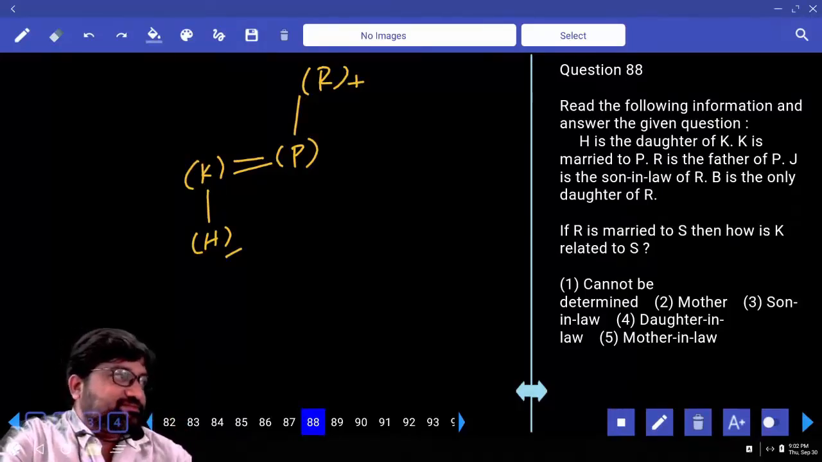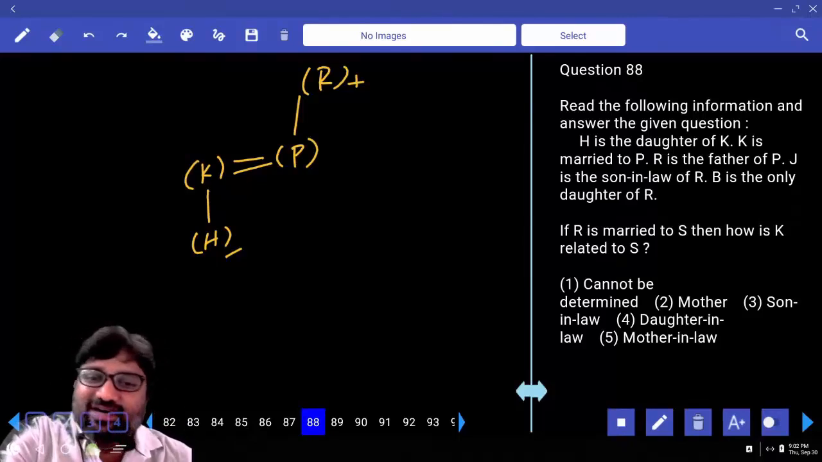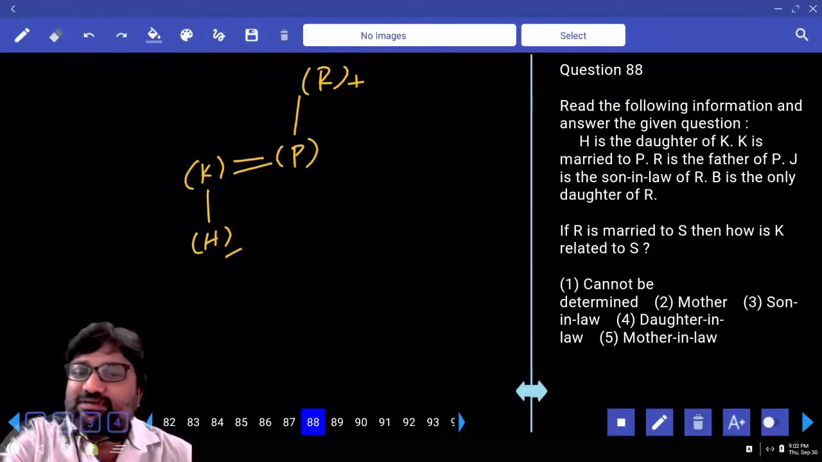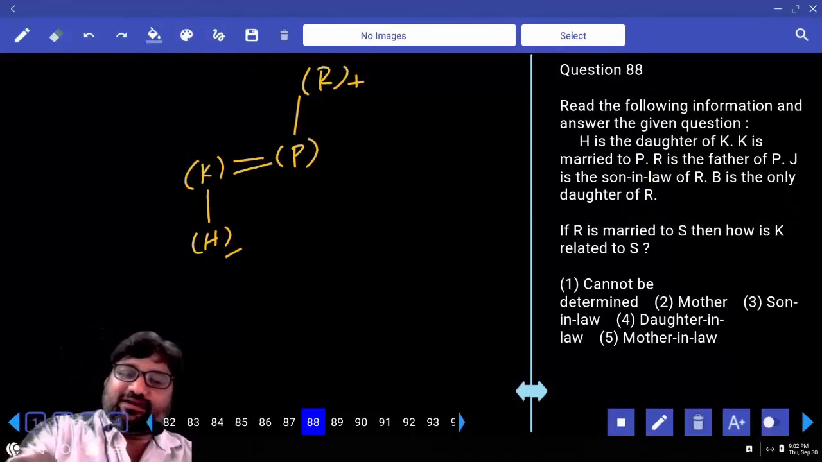Who is a son-in-law? J is the son-in-law of R. I don't know what exactly the relation son-in-law means. Daughter's husband. Daughter's husband. So J is the son-in-law of R.